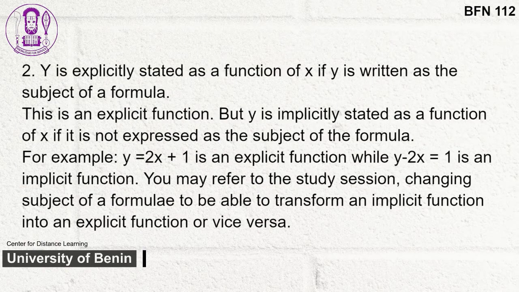2. Y is explicitly stated as a function of x if y is written as the subject of a formula. This is an explicit function. But y is implicitly stated as a function of x if it is not expressed as the subject of the formula. For example, y = 2x + 1 is an explicit function, while y - 2x = 1 is an implicit function. You may refer to the study session, changing the subject of a formula, to be able to transform an implicit function into an explicit function or vice versa.